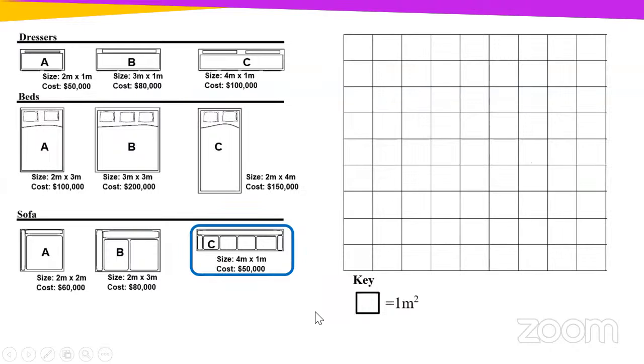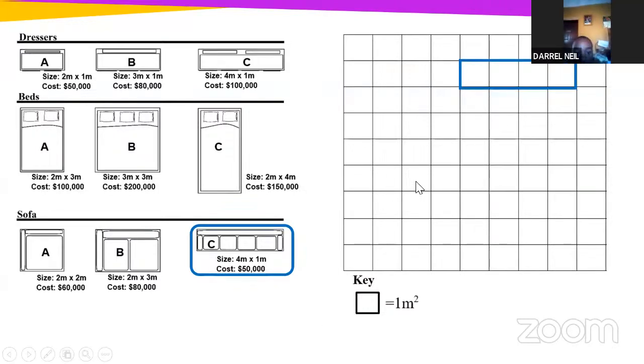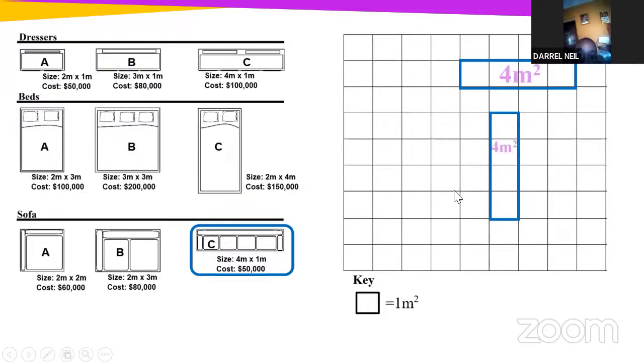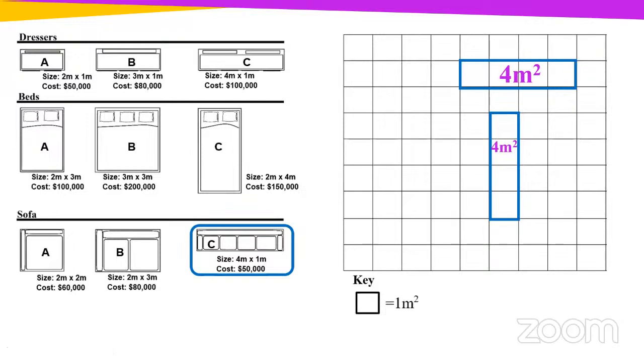And the final one in the category is sofa C. Let's look at the representation of sofa C. Are we seeing 4 by 1? 4 meters. Good. What about this one? Is it the same? Is it correct? Yes, miss. You are correct, Darren. The area is actually 4 squared meters.